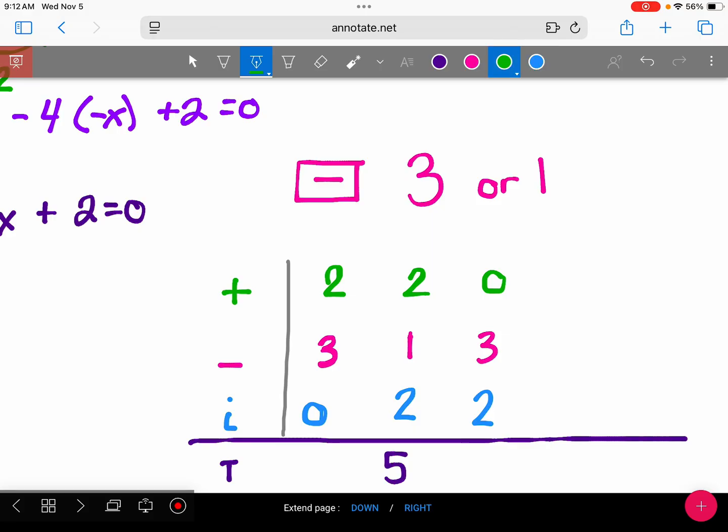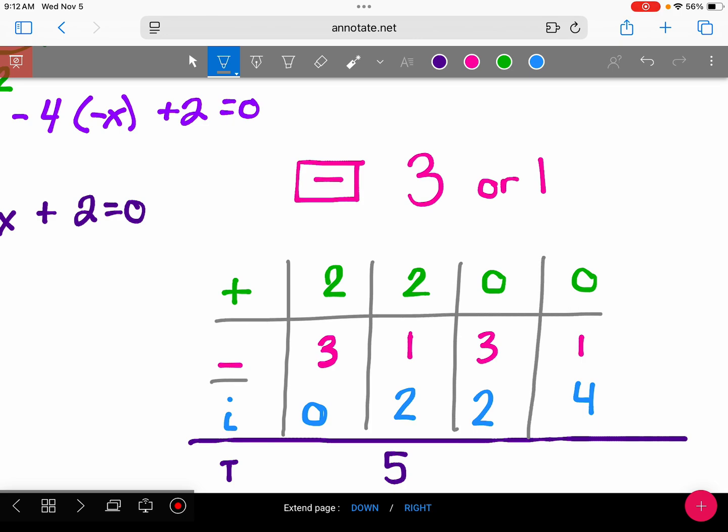Okay, well, I've got one more option because maybe I have 0 positive real roots, and maybe I only have 1 negative real root. How many imaginary roots would we have then? 4. So these are the number of options we have for the way that our roots could be arranged. And that's what Descartes tells us.